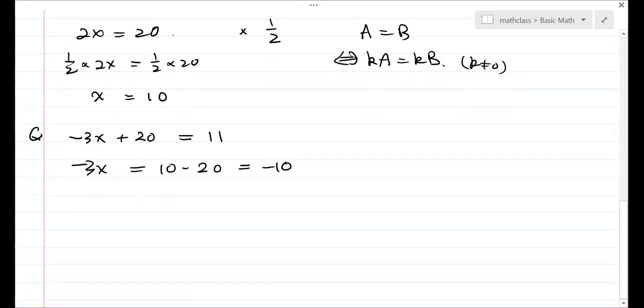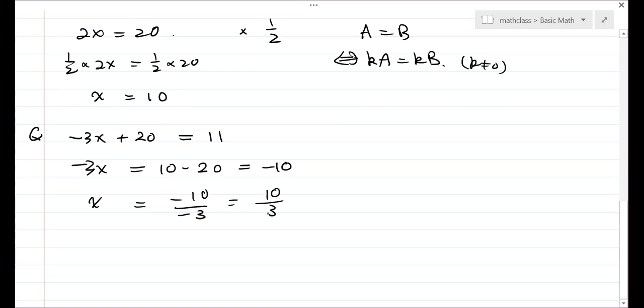So the next step, you have to divide both sides by negative 3, right? Divide both sides by negative 3, the left-hand side is just x, if you skip the steps. It's negative 10 over negative 3, okay? Then after you simplify, it's 10 over 3.